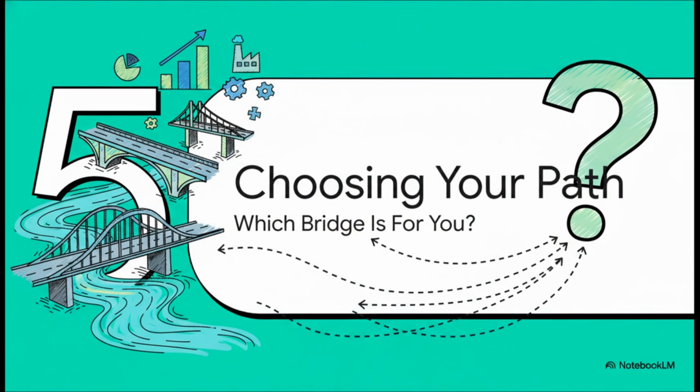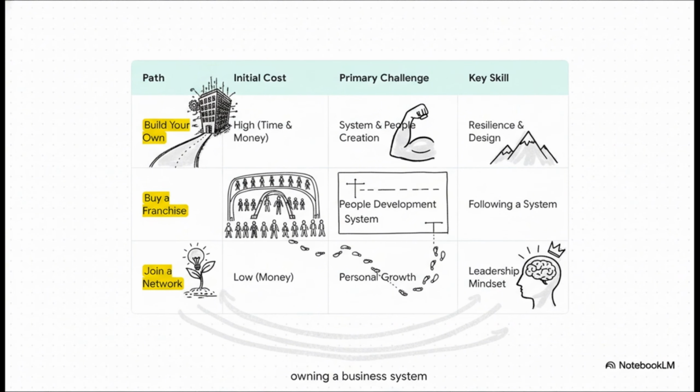So there you have it, the 3 bridges to get to financial freedom. The big question now is, which one is the right one for you? This table just lays it all out so clearly. You've got build your own, super high cost in both time and money, and the key skill is pure resilience. Then there's buy a franchise, high cost in money, and the main skill is just being able to follow a system. And finally, join a network, low financial cost, but the primary challenge is your own personal growth.